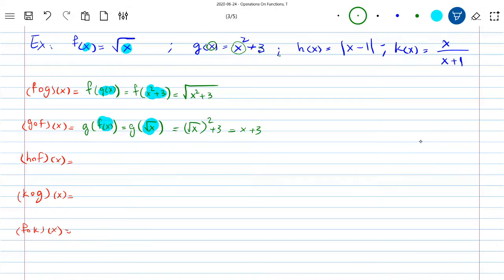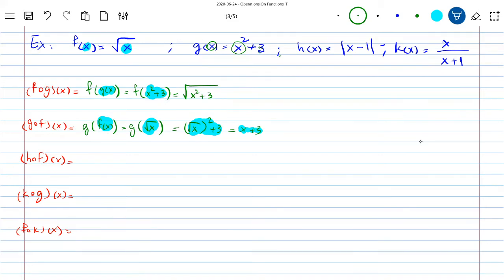It's important that if they ask you to specifically find the domain, you should always find the domain before simplifying. You always find the domain before you simplify. At this point, before you simplify, you find the domain.